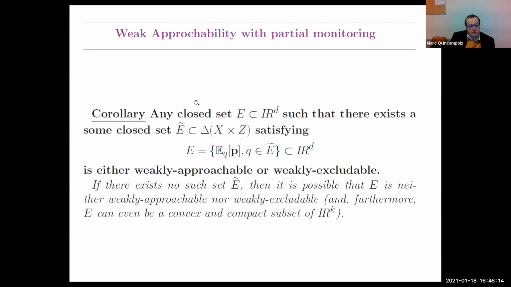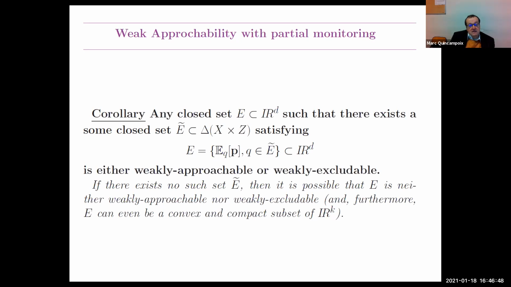And so we have, as a corollary, when we have a closed set E in R^d, such that it is the set of expectations of the map P for all Q in some E tilde, a closed set satisfying this is either weakly approachable or weakly excludable.